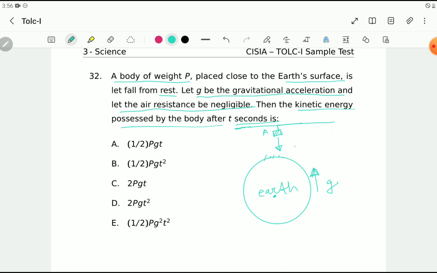So now we have to find out the kinetic energy possessed by the body after t seconds. This is a basic question of physics, a basic formula, the basic theorem of kinetic energy. We know that if the object mass is m, then after time t it is half m g t square. This is the basic formula. The weight of the object here is given by p. So therefore our answer is half p g t square, option B.